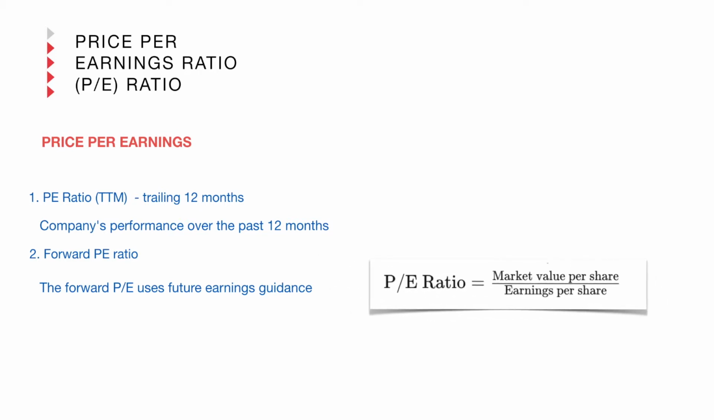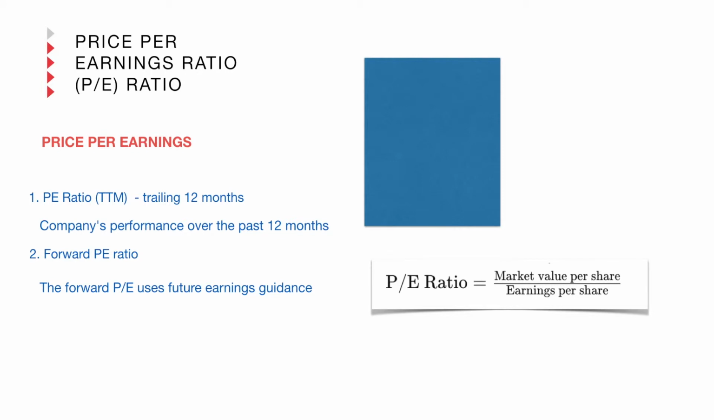PE ratio can be calculated based on the formula, that is PE ratio equals market value per share divided by earnings per share. For example, let's compare the PE ratio of two stocks. If stock A is trading at $10 and its EPS for the past year was 50 cents, then it has a PE of 20. That is $10 divided by 50 cents equals 20, and an earnings yield of 5%, that is 50 cents for $10.